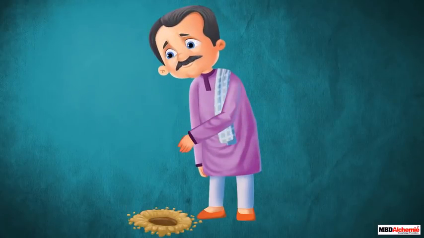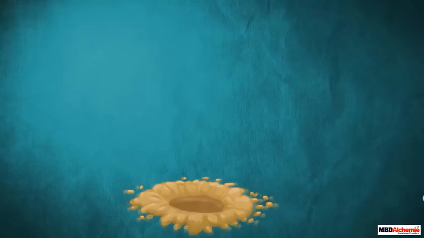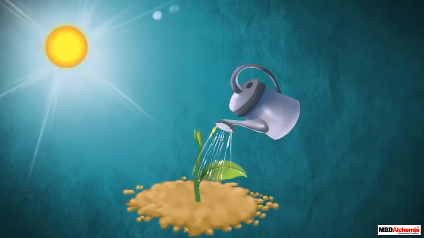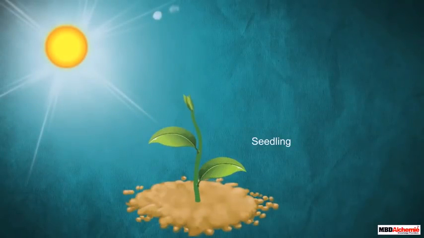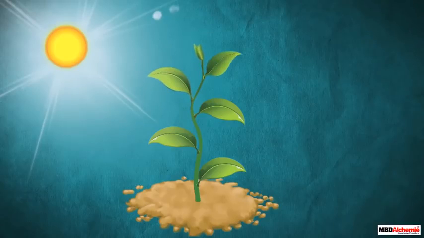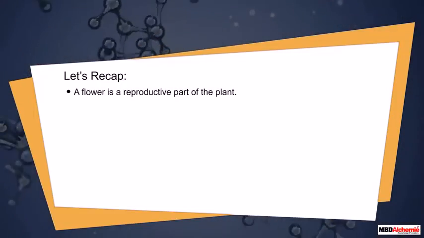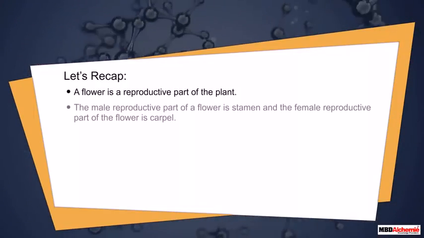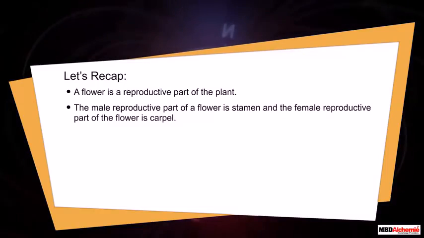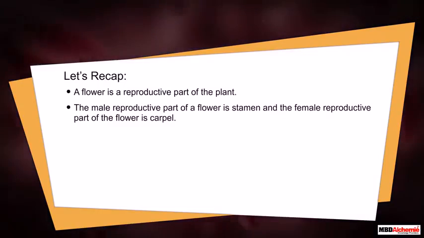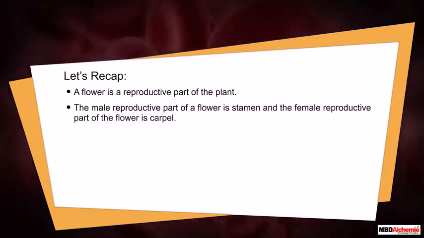Each time a seed is planted in soil and provided appropriate conditions, it grows into a seedling, which then grows into a new plant. Let's recap. A flower is a reproductive part of the plant. The male reproductive part of a flower is stamen and the female reproductive part of the flower is carpel.